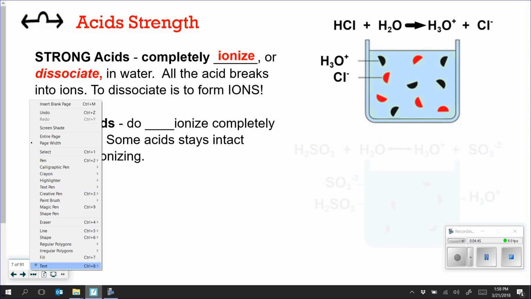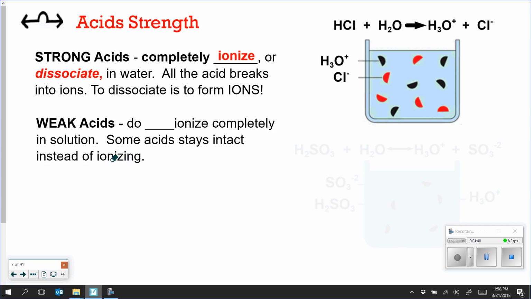So if you look up on the top right, I've got a drawing here. We've got HCl. It's dissociating in water, and you'll notice that all of the HCl has dissociated into the ions hydronium and chloride. So all of it is dissociated, therefore it's a strong acid.